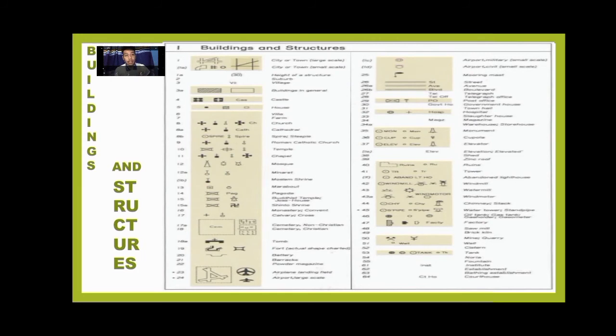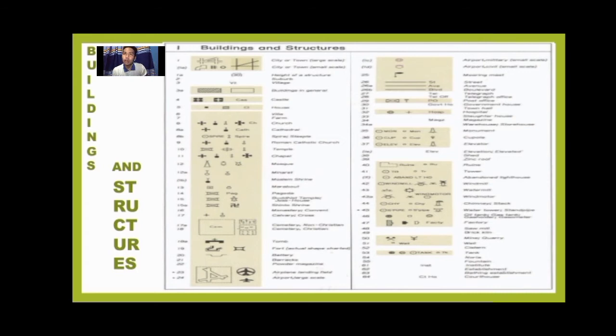This is Deck Cadet Sally speaking. So for the next nautical chart symbols and abbreviations, we have here buildings and structures. As we can see, there are so many symbols and abbreviations for this one. For example, we have here city or town, which is large or small scale. As we can see, that is the symbol for that city or town. And then next we have buildings in general.